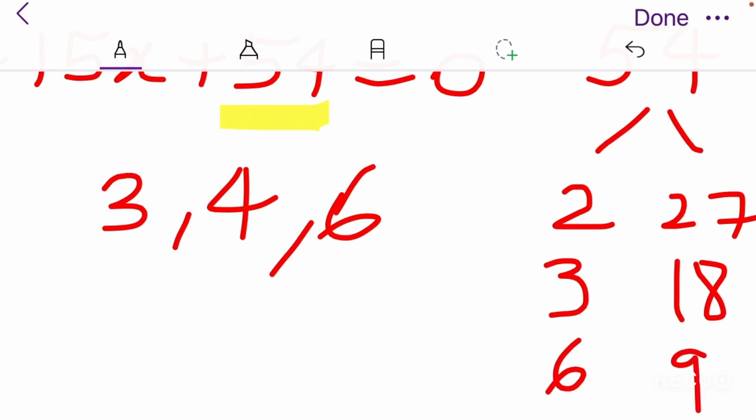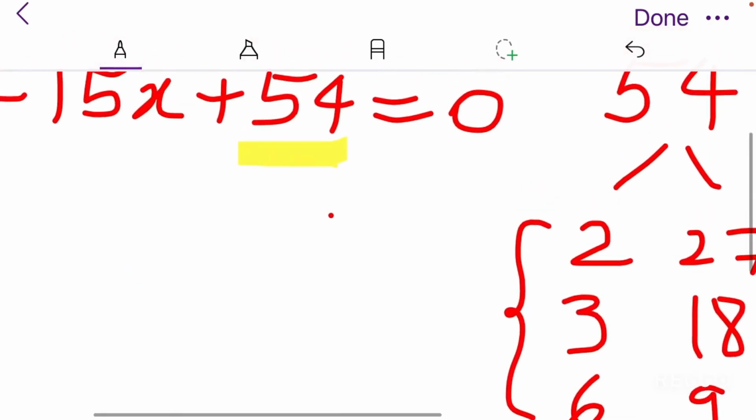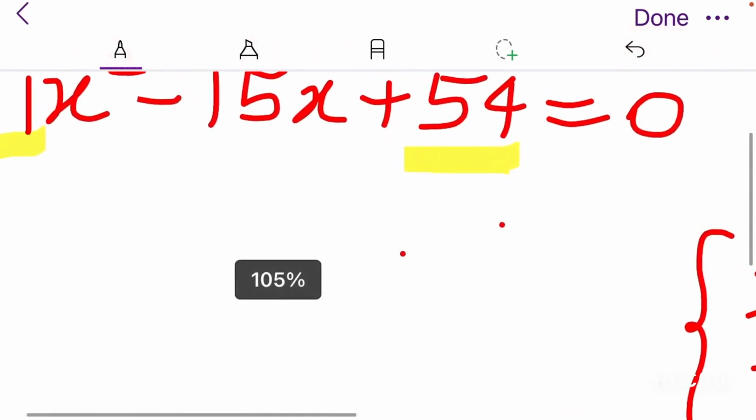Next, 7 is also not divisible, 8 is also not divisible, 9 is divisible, but 9 times 6 is the same as 6 times 9. So that is it. We are having 3 factor pairs, that is 2 times 27, 3 times 18 and 6 times 9. Now we have to select any one of the 3. How to select any one of the 3? What is the criteria to select?